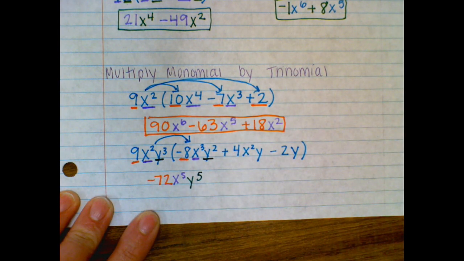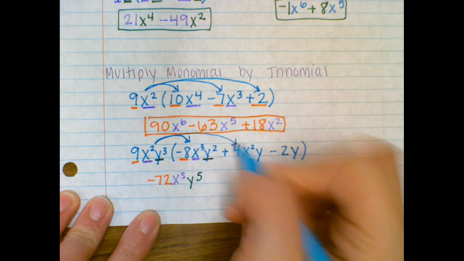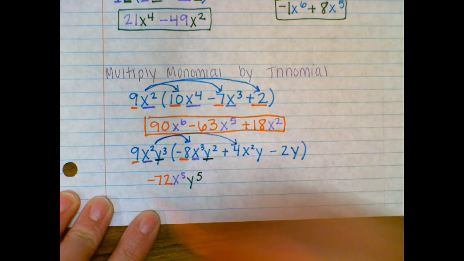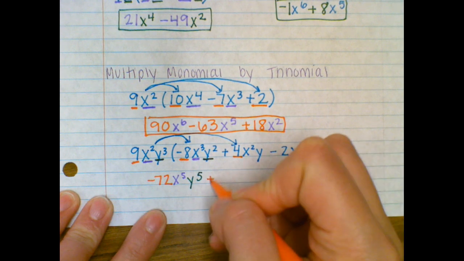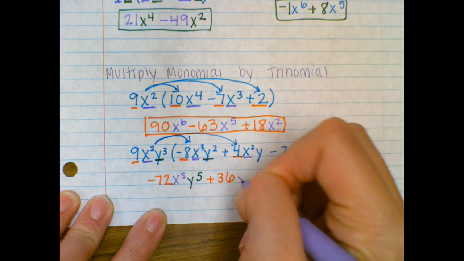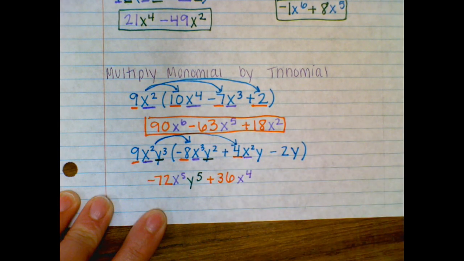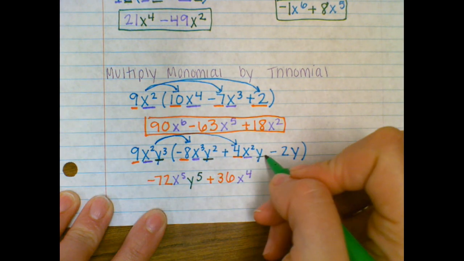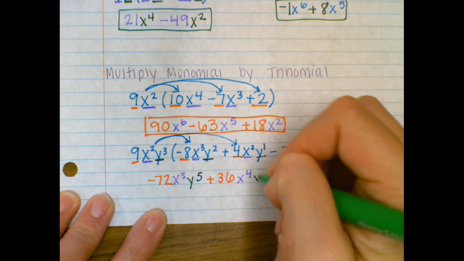So I'm doing the same thing. I'm just doing it 3 times to each variable and number. So now 9 times 4 is 36. X squared times x squared is x to the fourth. Y to the third times y to the first, make sure you add it, is y to the fourth.